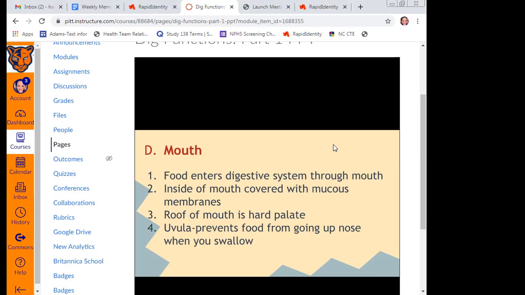We know the uvula is an important structure in keeping food from going into the nasal cavity as well. So all of those things are things you can include.